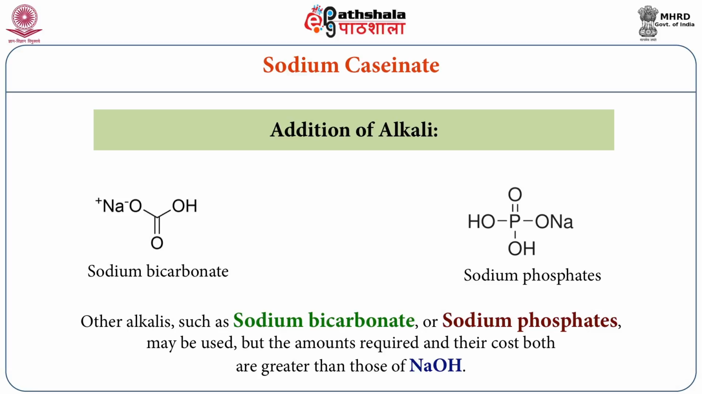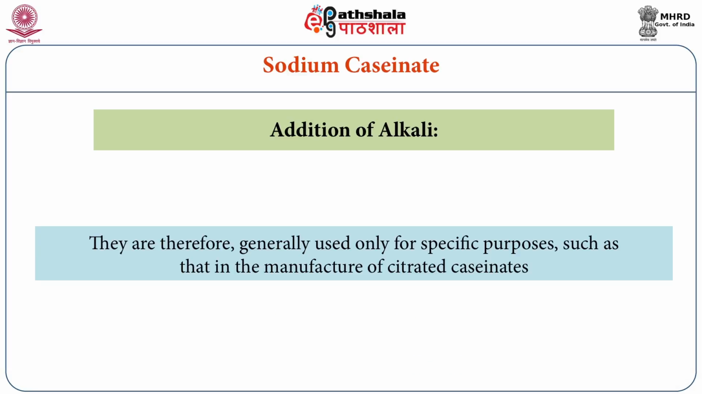Other alkalis such as sodium bicarbonate or sodium phosphate may be used for manufacture of sodium caseinate, but the amounts required and their cost both are greater than that of sodium hydroxide. So, sodium hydroxide is preferred alkali for conversion of acid casein into sodium caseinate. They are therefore generally used only for specific purpose, such as that in the manufacture of citrated caseinates.